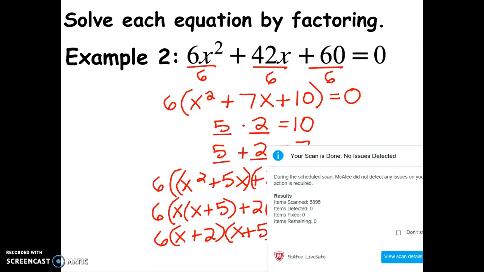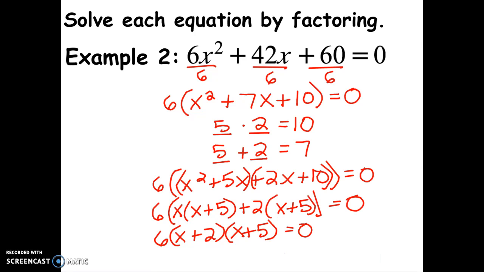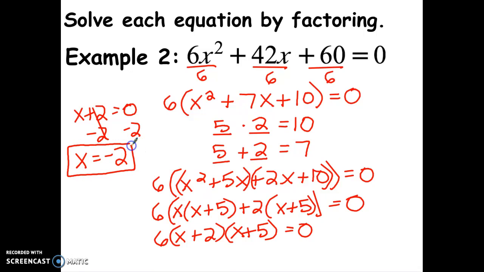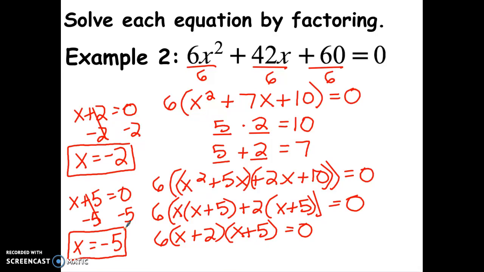So now we just have to set both of these equal to 0. So we got x plus 2 equals 0. And that gives us x equals -2. And we have x plus 5 equals 0. And that gives us x equals -5. All right, so this just simply added on one more step, which was the simplifying at the beginning.